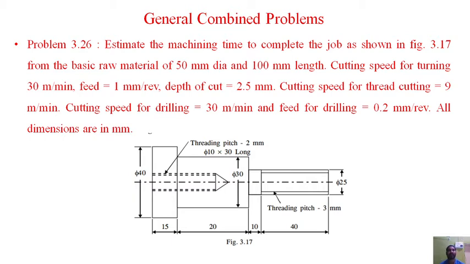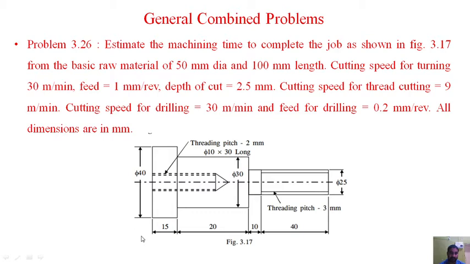Cutting speed for thread cutting is 9 meter per minute. Cutting speed for drilling is 30 meter per minute and feed for drilling is 0.2 millimeter per revolution. All the dimensions are in millimeter. So this is the figure.